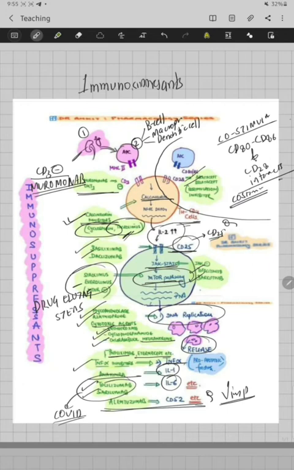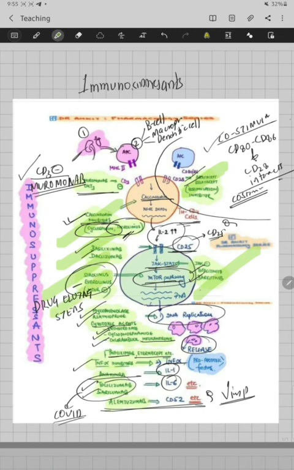So let's just recap what we have studied. We have CD3 inhibitors, muromonab. We have co-stimulation inhibitors, which are abatacept and belatacept. Then we have calcineurin inhibitors, cyclosporin and tacrolimus. We have CD25 inhibitors as basiliximab and daclizumab. We have JAK-STAT inhibitors in the form of tofacitinib and baricitinib. We have mTOR inhibitors in the form of sirolimus and everolimus.